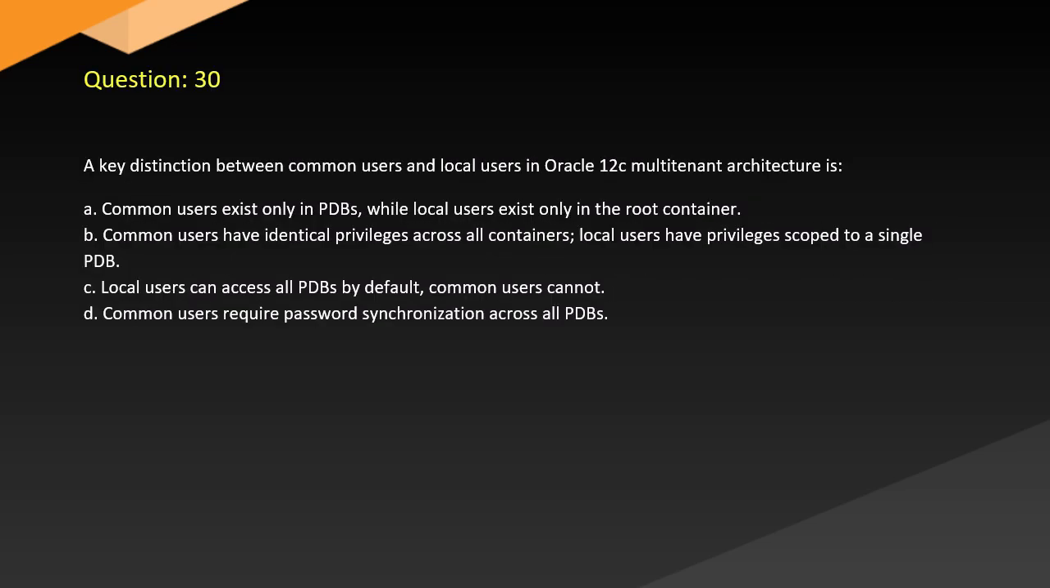Question 30. A key distinction between common users and local users in an Oracle 12c multitenant architecture is: A. Common users exist only in PDBs, while local users exist only in the root container. B. Common users have identical privileges across all containers, and local users have privileges scoped to a single PDB. C. Local users can access all PDBs by default, common users cannot. D. Common users require password synchronization across PDBs.